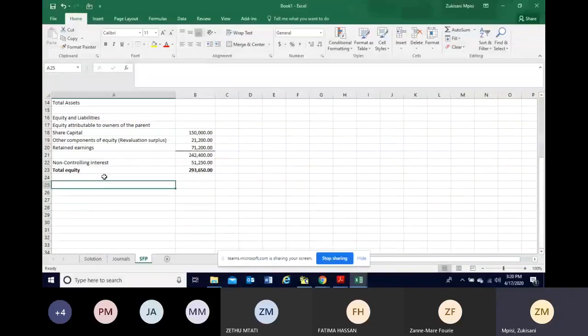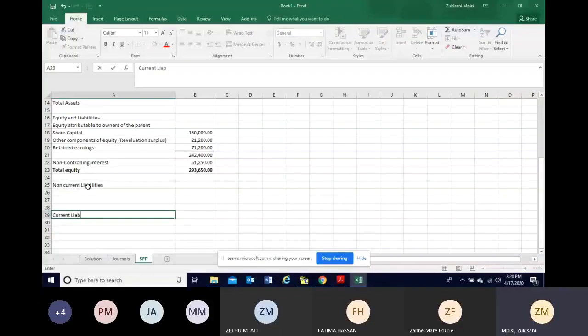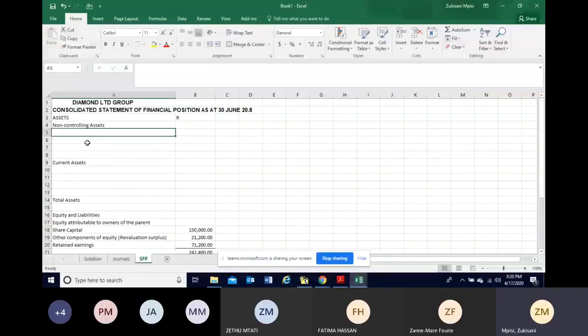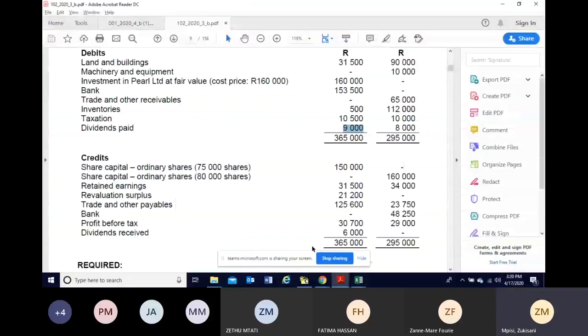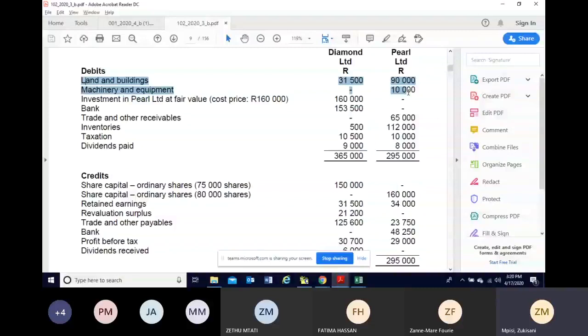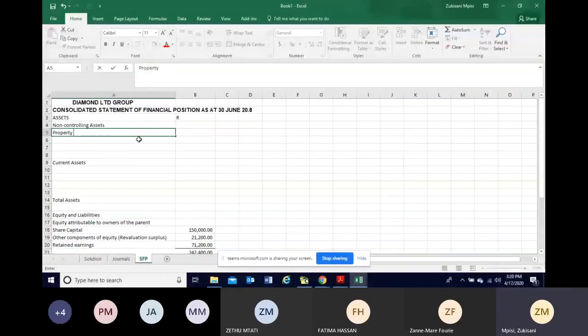And then you've got your liabilities, non-current liabilities, and then you've got your current liabilities. So let us quickly try and fill these things. Non-current assets, we've got land and buildings, we've got machinery. Anything else I do not see. So we do not call it land and building, we call it property, plant and equipment. Please do not fall in the trap of wanting to write them as they are.